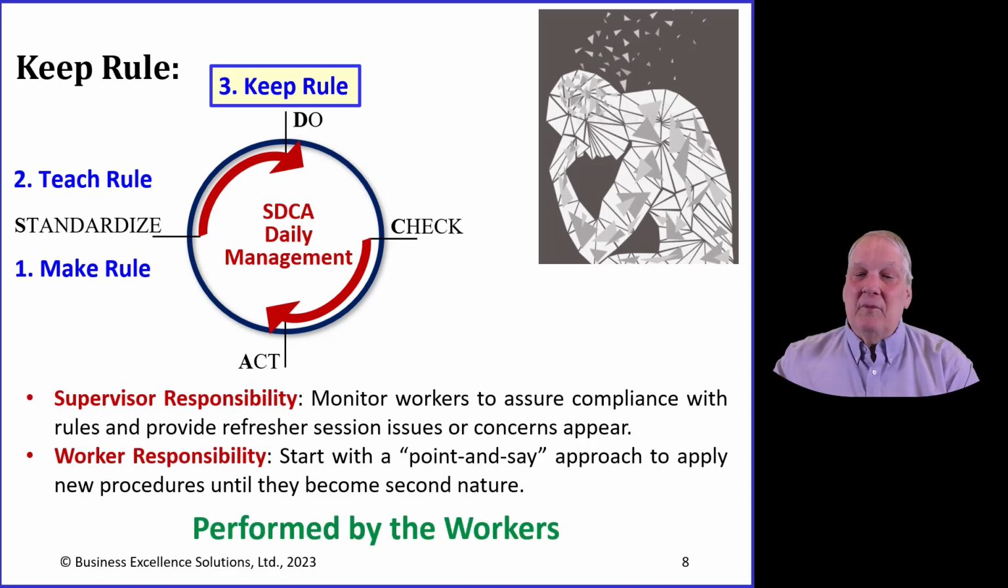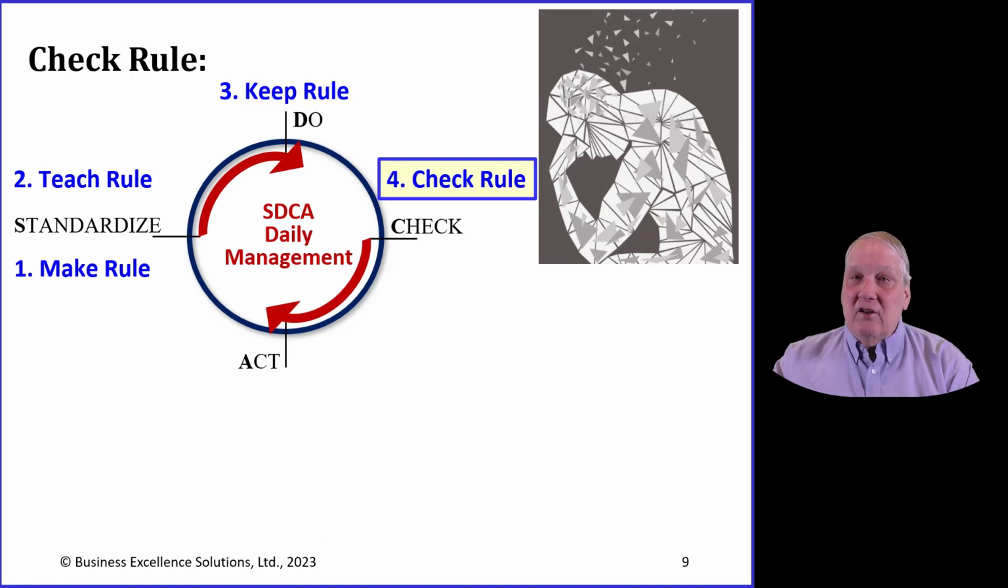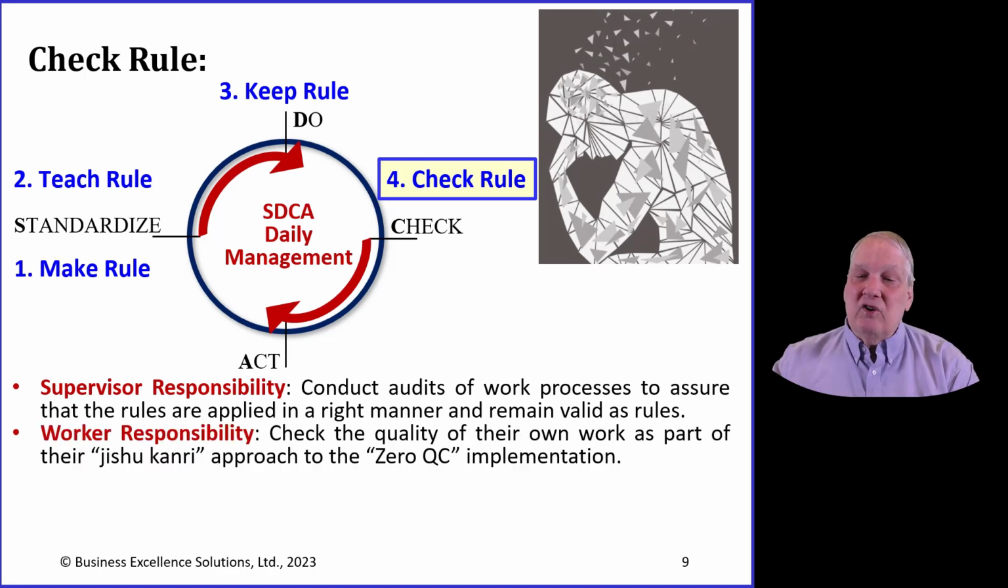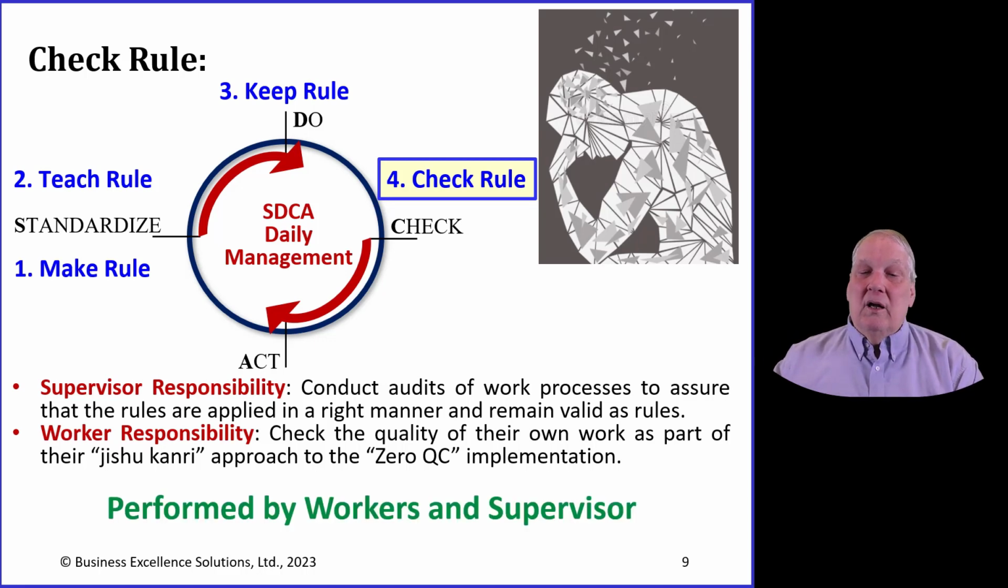So this is the step performed by the workers. Check the rule: supervisory responsibility conducts audits of the work to assure the work's rules are applied in a proper manner and that the rules remain valid. The workers check the quality of their own work as part of their Jishu Kanri, this self-managed system, and it's an approach to zero QC. In other words, taking more and more responsibility as this Jikotai Kanketsu is realized, as they accept responsibility for the quality of their own work, and this is performed by the workers and the supervisors.